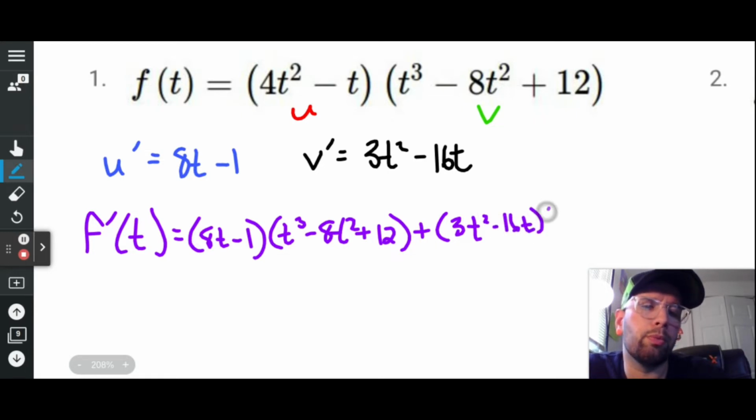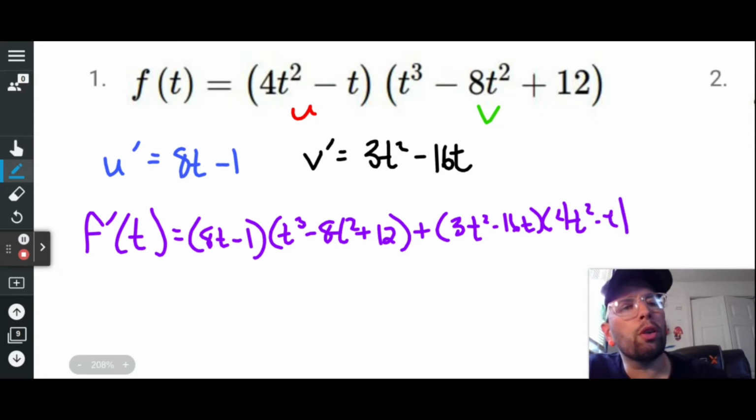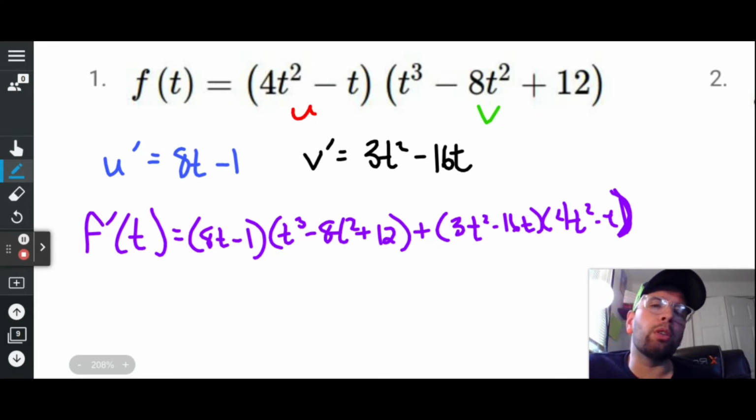u. And those of you who are overachievers, oh, another angel got its wings. Those of you who are overachievers, you can FOIL stuff out and combine like terms. But, you know, that's not going to be my focus here. My focus is in making sure that we understand when to use the product rule.